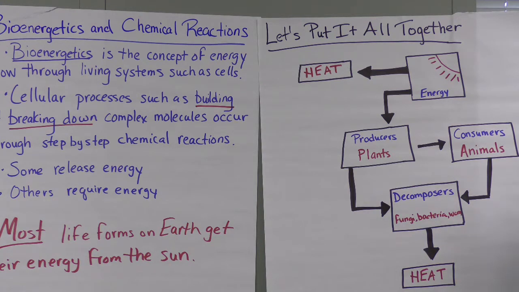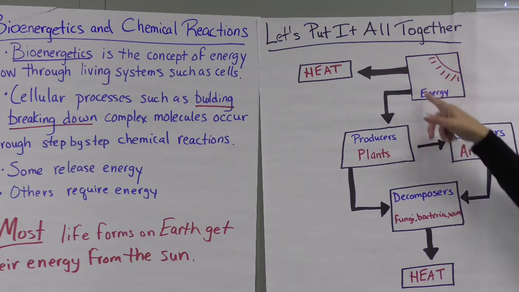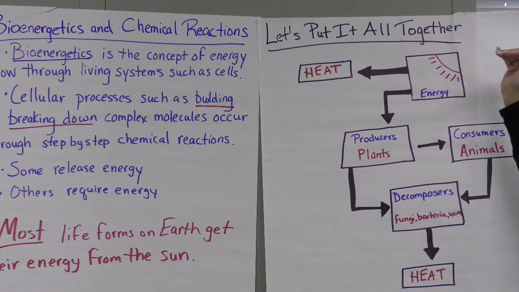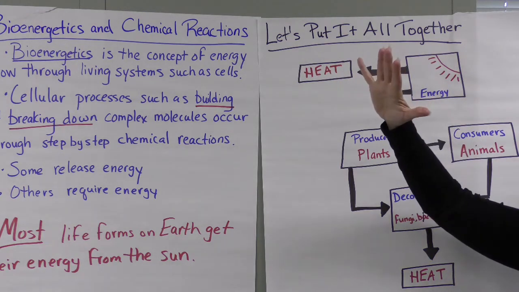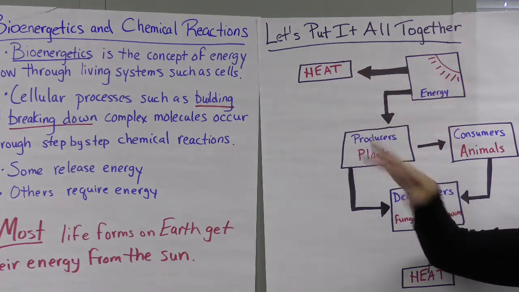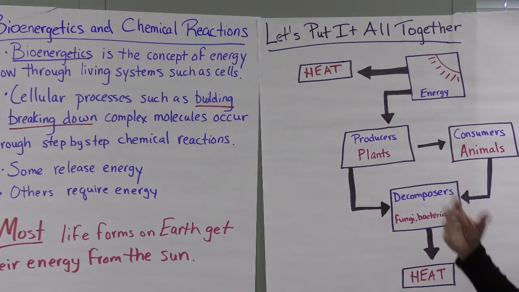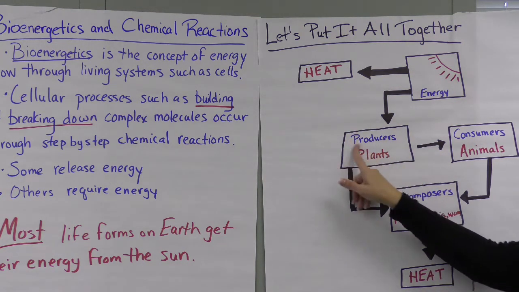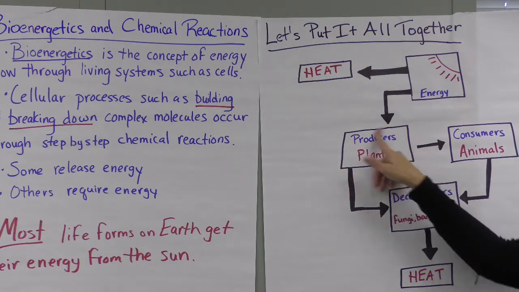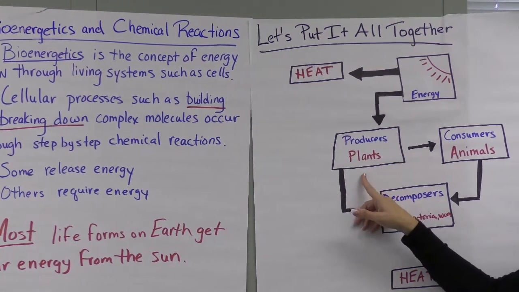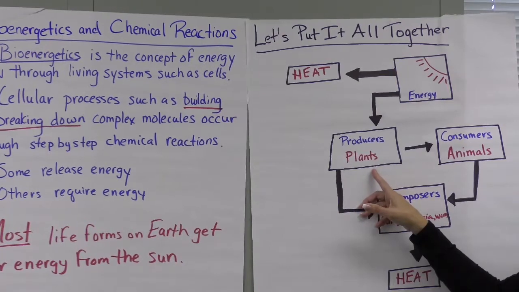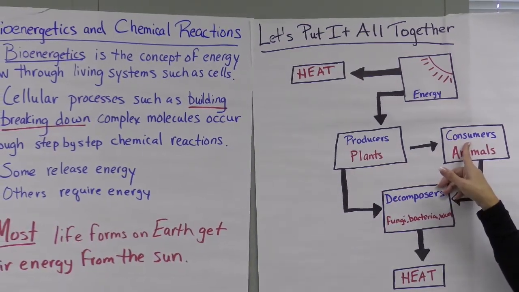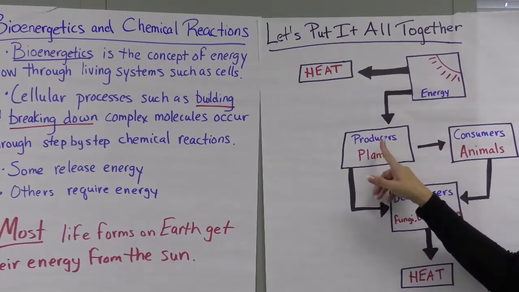Most life forms on Earth get their energy from the sun. Here's the sun. I didn't have a yellow marker, but here's the sun, and here's the energy. It gives out its heat. You can feel the heat when you go out in the sun, but you're not an autotroph, right? You can't photosynthesize, so we use the plants to photosynthesize, and those are called producers, right? They're producing the energy for us. Those little plants, you go, you eat a carrot, you eat some celery, right? And we are called the consumers. Animals are the consumers that consume the energy from the plants.